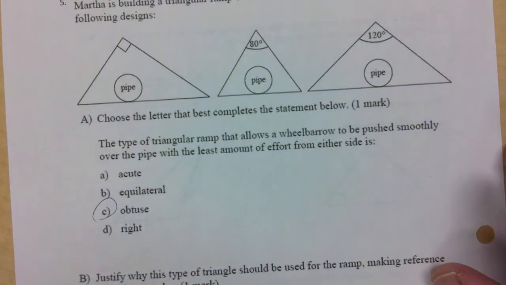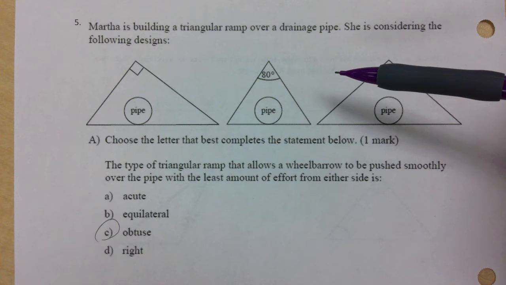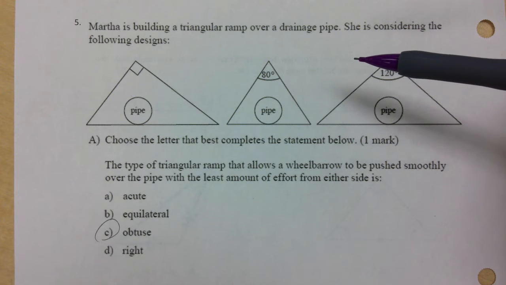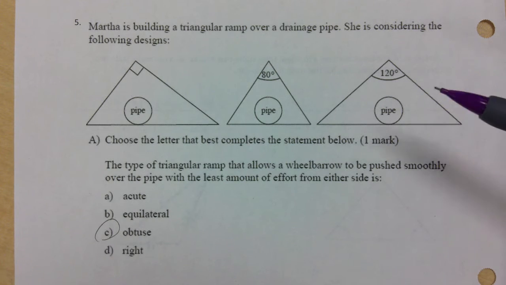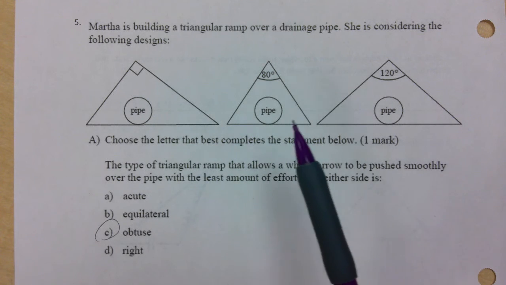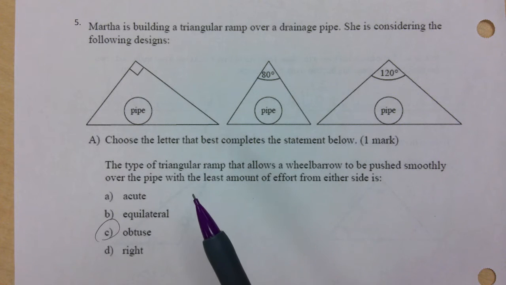Backside, you should recognize this type of question already. So Martha is building a triangular ramp over a drainage pipe. She's considering the following design. So that's what she's looking for. Choose the letter that best completes the statement below.